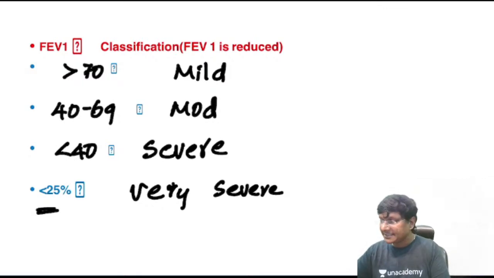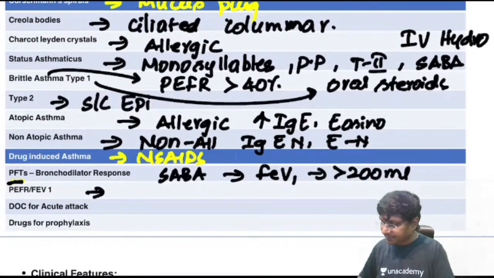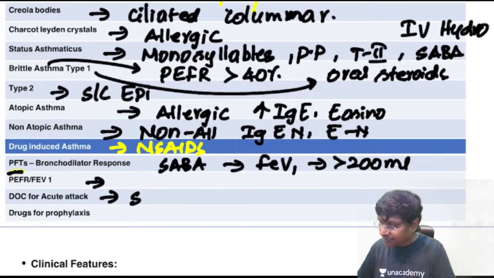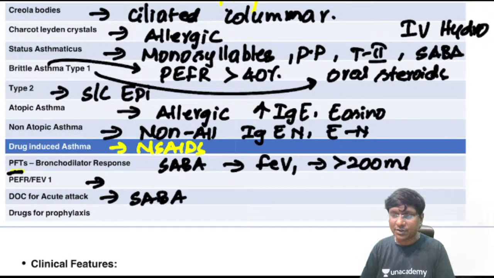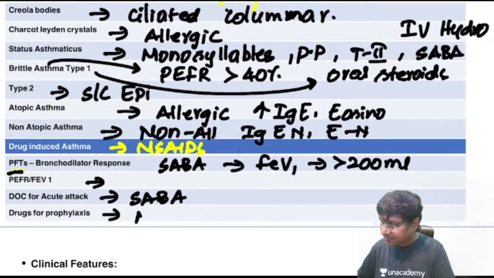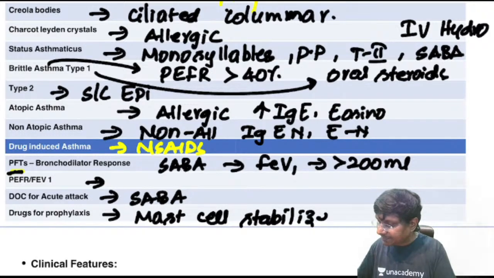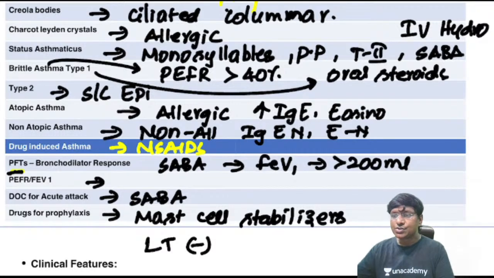Okay, right. Then finally, how do you treat these patients with asthma? The drug of choice for acute attacks will be short acting beta agonist, and the drug of choice for prophylaxis will be mast cell stabilizers and leukotriene antagonists. Okay, so those will be the drugs that we give for prophylaxis.